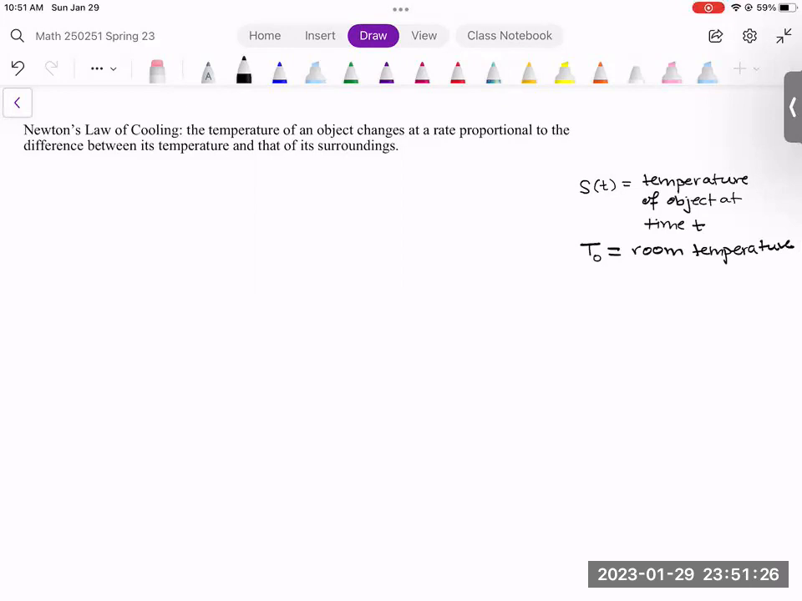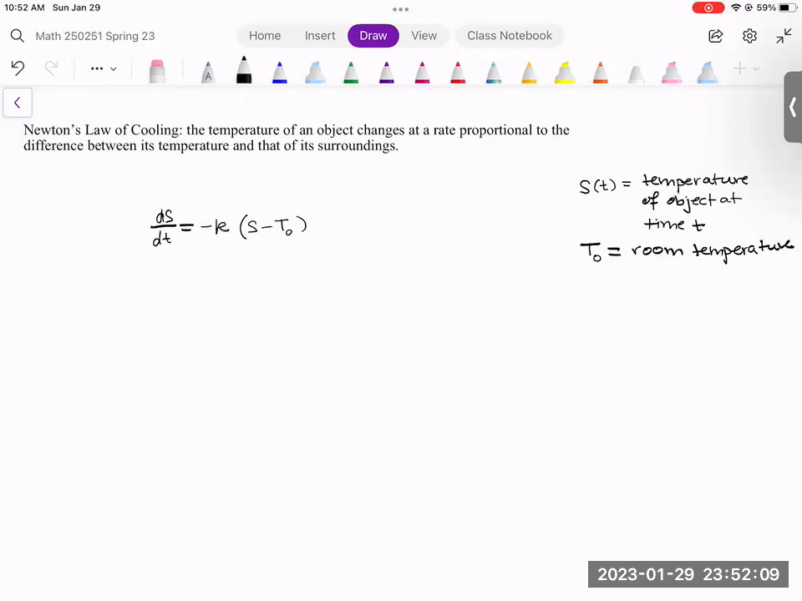All right. So it says that our rate of change of temperature, that's dS/dt, is going to be proportional to the difference between our object's temperature and its surroundings. What that means is that if we're looking at S minus T naught, that's our object's temperature minus the room temperature, we expect this to be proportional. And proportional means that there's just going to be a constant multiple difference.